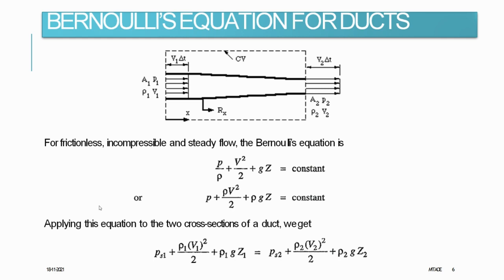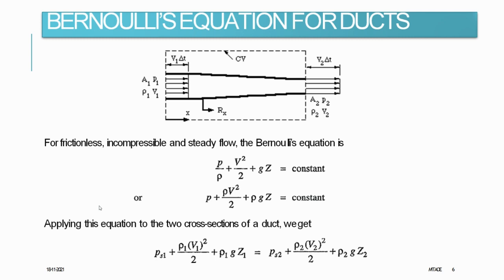So from Bernoulli's law, for frictionless, incompressible and steady flow, the Bernoulli's equation is given as P by rho plus V square by 2 plus g into Z is constant. What are the assumptions? The flow should be incompressible, frictionless, and steady. These three conditions should be satisfied by the flow. Then only we can apply the Bernoulli's equation, P by rho plus V square by 2 plus gZ, where P by rho is the pressure head, V square by 2 is the velocity head, and gZ is the static pressure.